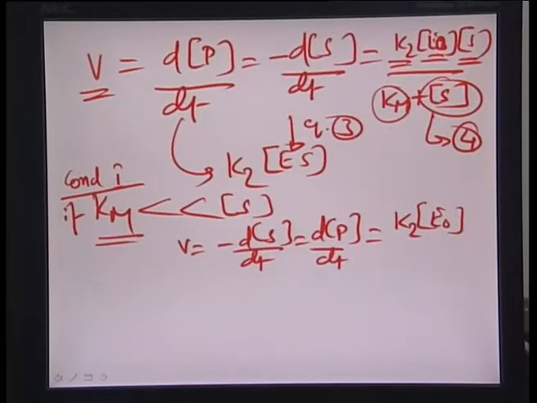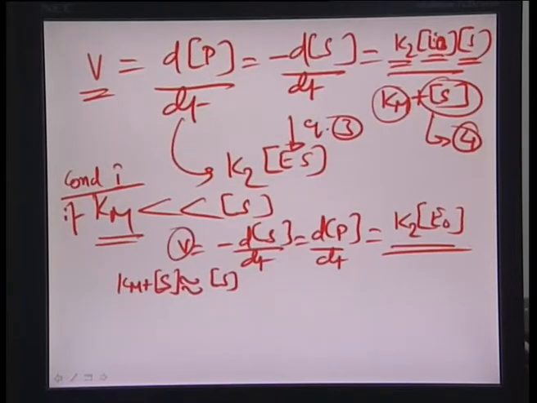Because essentially Km plus S can be approximated as S itself, therefore it is really a case where the velocity of the reaction V is proportional to the concentration of the total enzyme E0 that had been given at the very beginning of the reaction, when the enzyme substrate complex was just about to get formulated. So, this is also known as the maximum velocity Vmax.